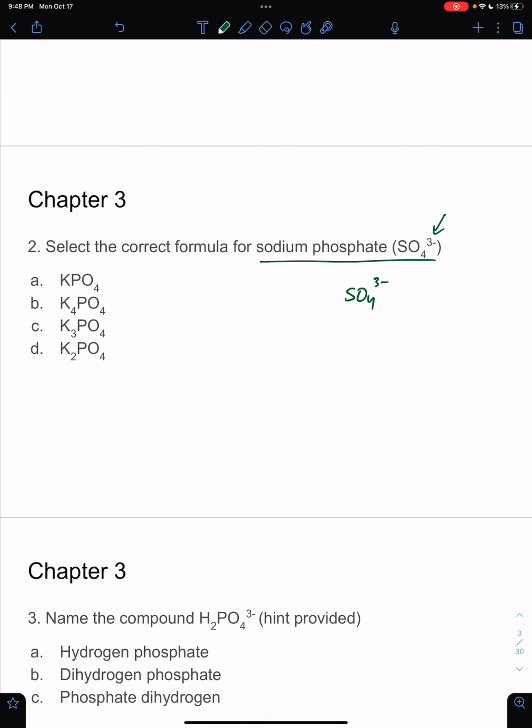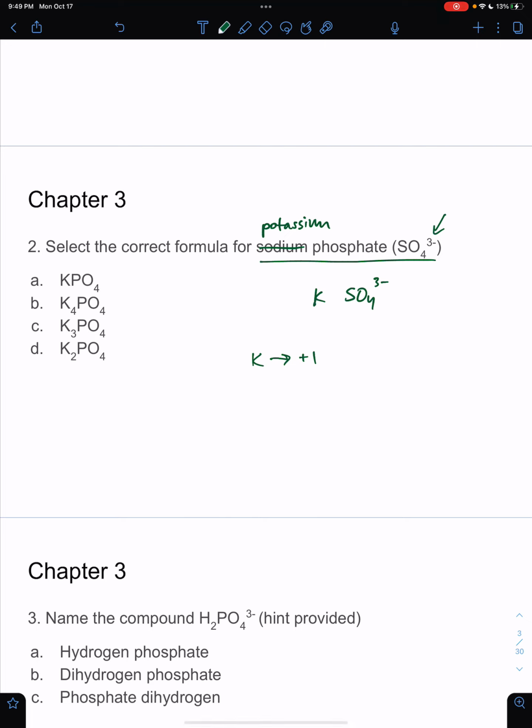So now in this question, we know the charge of the polyatomic ion. And we have to... just realized these are potassiums. Let me cross this out. Okay, potassium phosphate. Okay, so we have a phosphate ion that has a charge of -3. We know that based on the periodic table, potassium has a charge of +1.